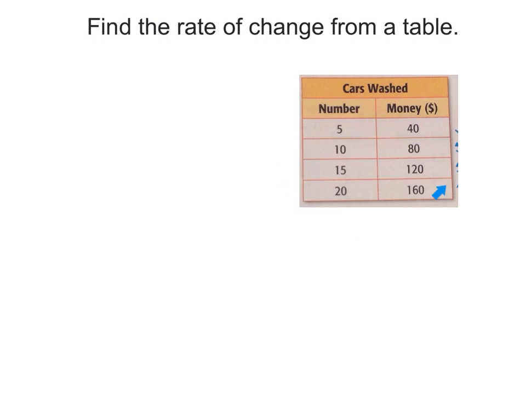So here we have our table right here, and this table shows us that there were some cars washed, and it gives us the number of cars washed and the amount of money that was collected. So 5 cars were washed, it was $40, 10 cars washed, it was $80. So finding the rate of change when we have a table is just like finding the unit rate like we did last lesson.